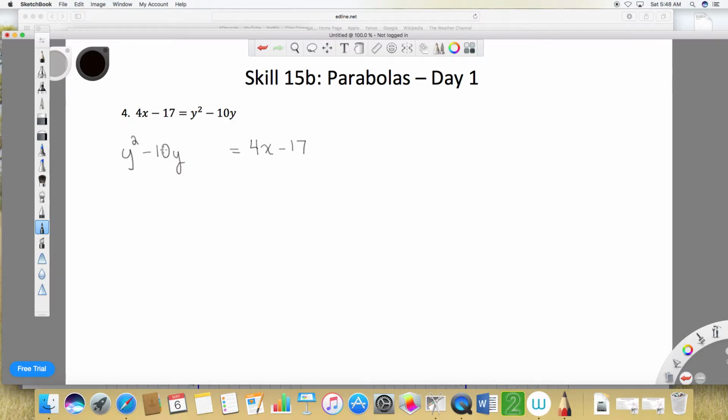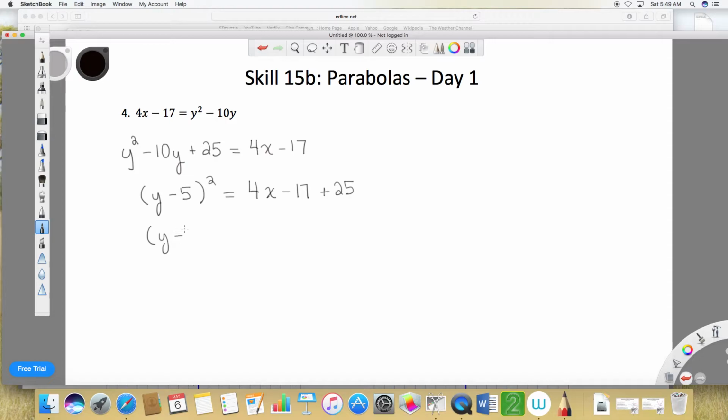So I look at this, the linear term, this negative 10, and I take half of it. Half of negative 10 is negative 5. I square that negative 5, I get positive 25. By adding that amount, that makes this trinomial a perfect square. Half of the negative 10 we said was negative 5, so we have y minus 5 quantity squared is equal to 4x minus 17. And then since I've added 25 to the left-hand side to balance the equation, I'll add 25 to the right-hand side.